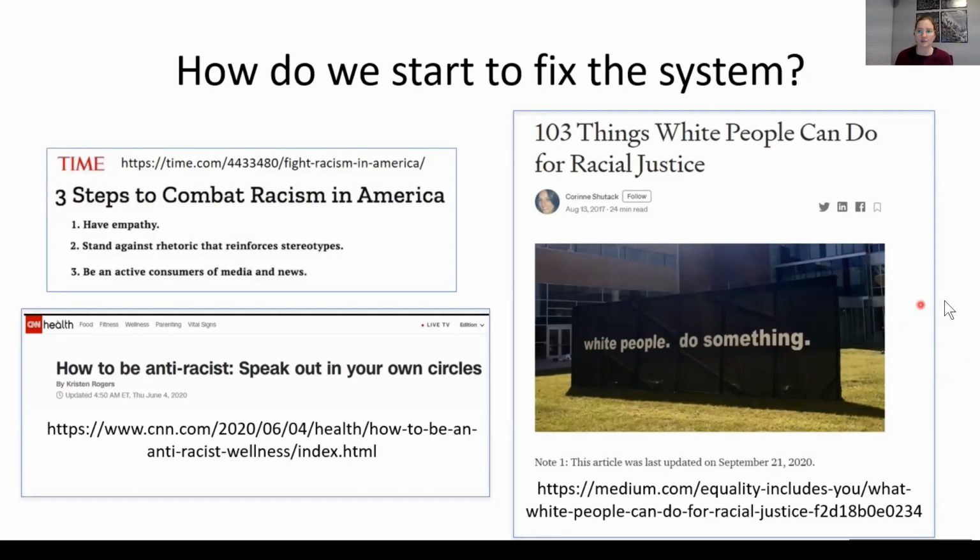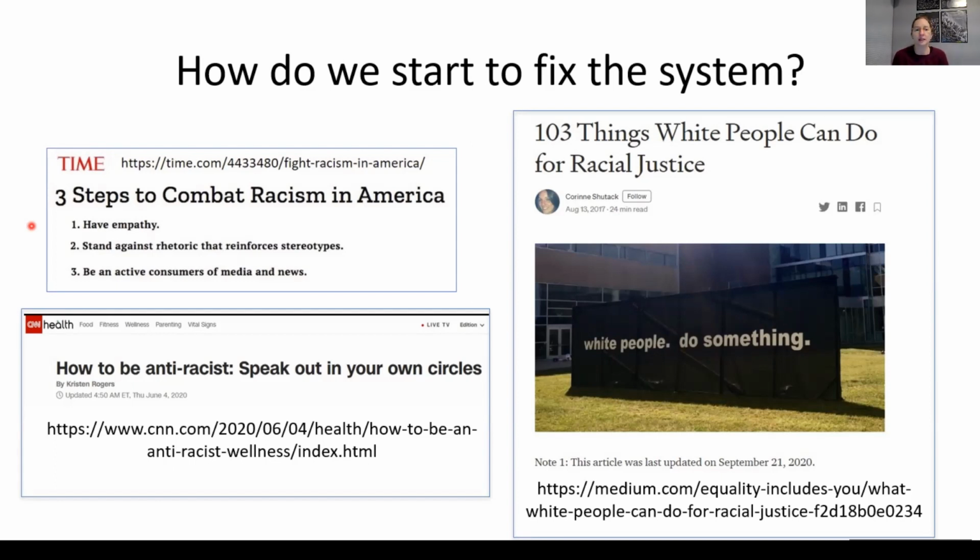A lot of these are from 2020 when we were talking about racism a lot in America. And I think that's a really important thing to be doing, and we need to be doing it continually. We don't get to just stop talking about it. Time magazine has these 3 steps to combat racism. So first ones have empathy, stand against rhetoric that reinforces stereotypes. That means highlighting when people are doing things wrong, like James Watson, and talking about what's wrong so that we don't just sweep it under the rug.